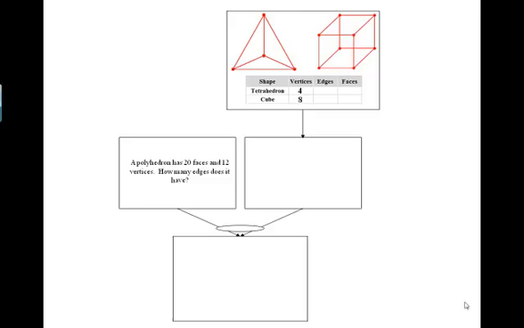On the tetrahedron, I can see that there are 1, 3, 4, 5, 6 edges. I can count the lines. The cube has 12. Count them yourselves.